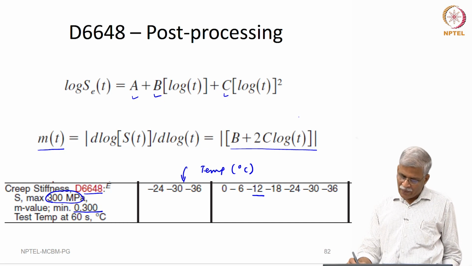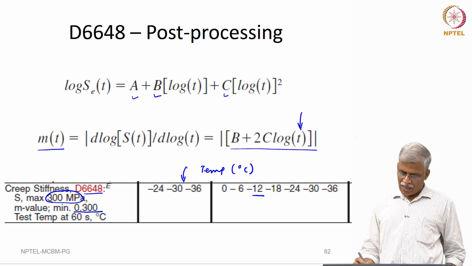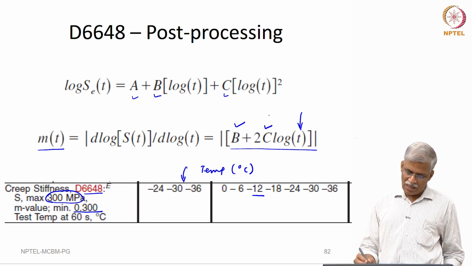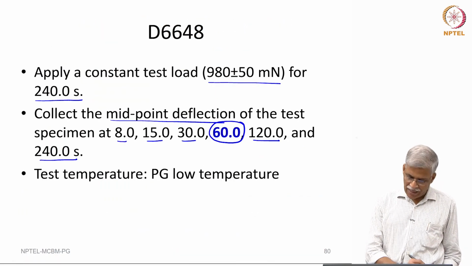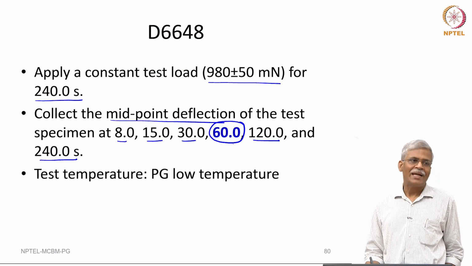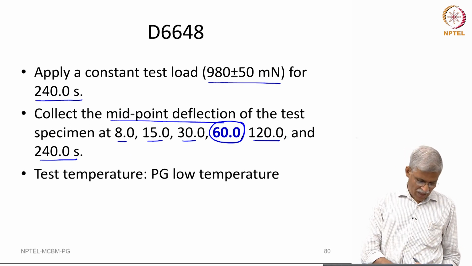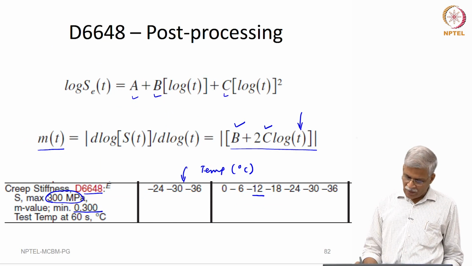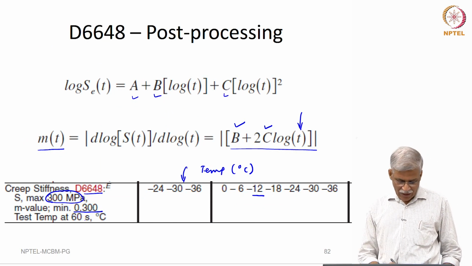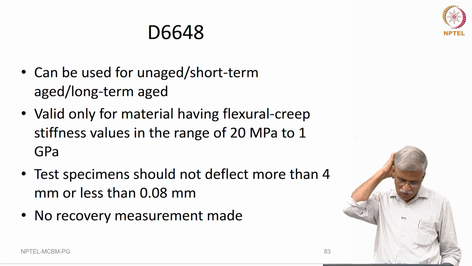Now, where should I evaluate this m? Because I need to substitute some value of t here. I will know how to find out B and C from this expression, but what do I do for t, and that is what I have underlined here. I will collect the midpoint deflection, and at 60 seconds, which you can actually see here, I will compute the m value, and that is the value that should be 0.3. So this is the spec that one needs to use.